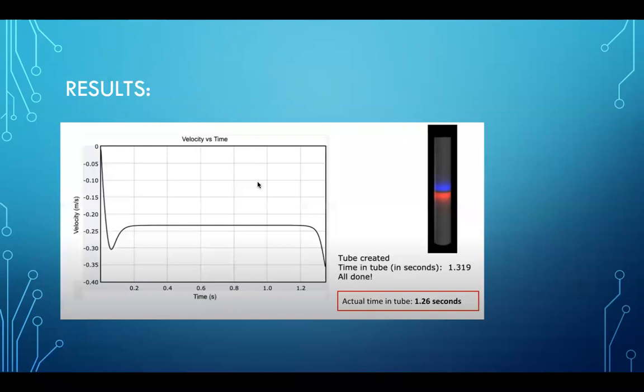Here are the results from the computational model. As you can see, the plot shows velocity versus time. The velocity starts out real fast until the tube starts slowing down the magnet, and then it has a constant speed until it hits the bottom. The actual time in the tube was 1.26 seconds, but the time in tube due to the computational model was 1.32 seconds.